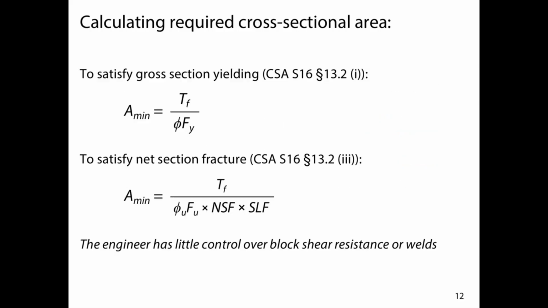Okay. So this process is more or less the same. We're the engineer and we're saying, okay, I have to satisfy gross section yielding. I can't, as the engineer, satisfy net section fracture, but I have to be a smart engineer and give the fabricator a chance at satisfying the net section fracture resistance. And so I'm going to estimate the effective net section using these two factors.